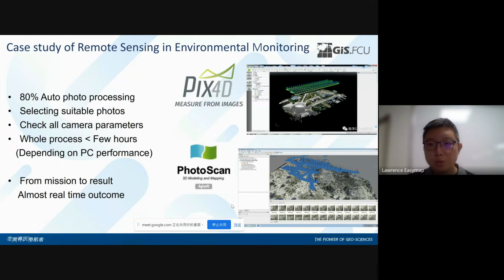So the result, I can regard it as an instant result. For example, if something happened in the morning, we go and take pictures, and we can have the results in the afternoon. Everything is so much faster than in the past.